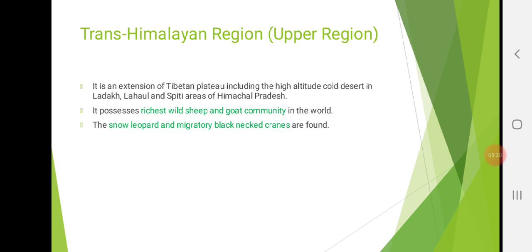So, you can see in this slide that I have highlighted two lines with dark green color because they might be asked in MCQ. This area is richest in wild sheep and goat community. And second, here we can find the snow leopard and migratory black-necked cranes. The cranes which have a black neck are found in this region. So this might be asked for MCQ.